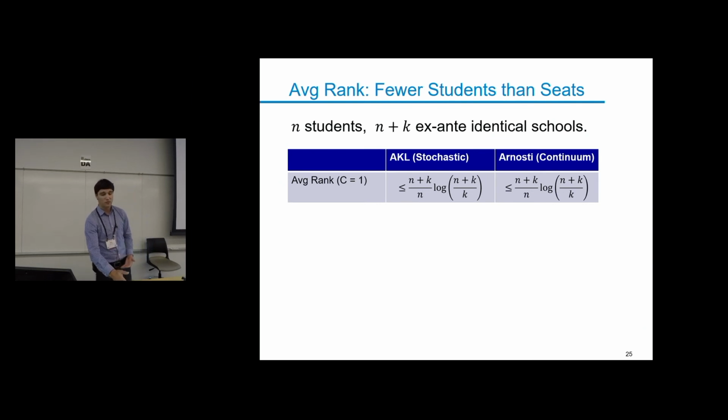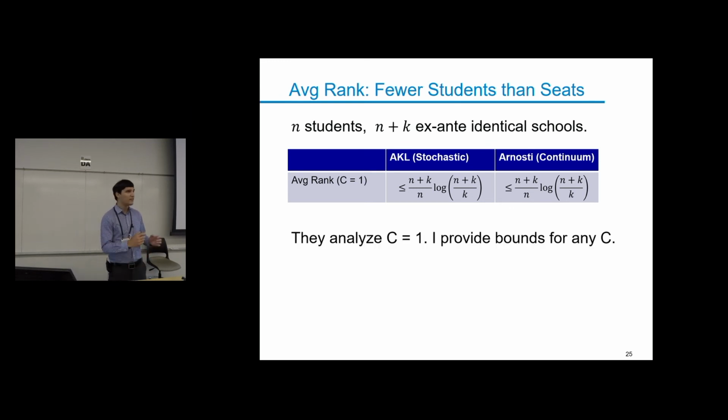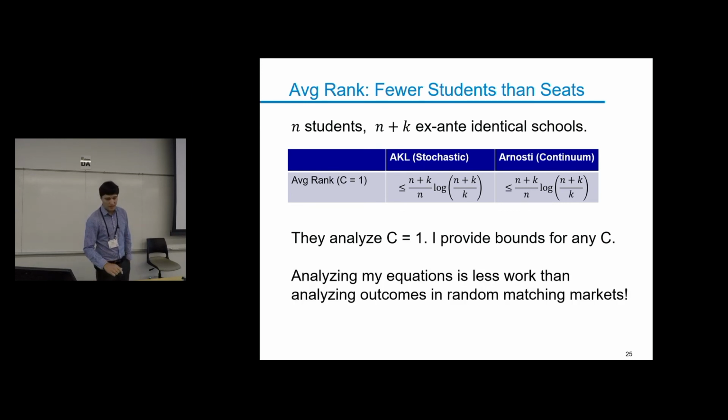So here on the left, we have bounds from Ashlagi, Kanoria, and Leshno, where they were analyzing a finite market. On the right, we have literally exactly the same bound coming out of the analysis of my continuum model. But the nice thing is their analysis only holds for c equals 1, whereas I give different expressions than the one shown here, but corresponding expressions for any capacity. And honestly, it's a hell of a lot easier to work with my model than it is to work with finite matching markets, which are a real pain.